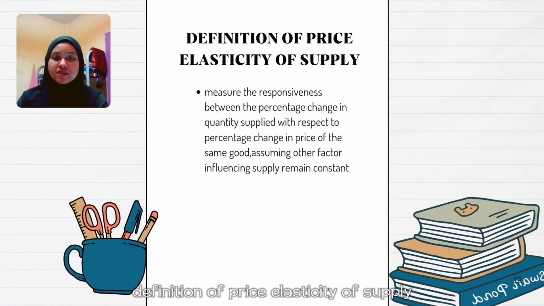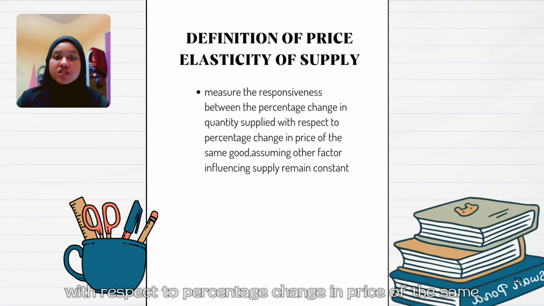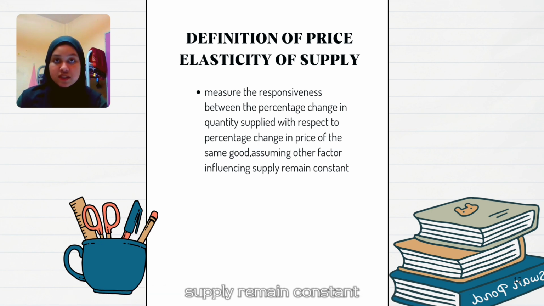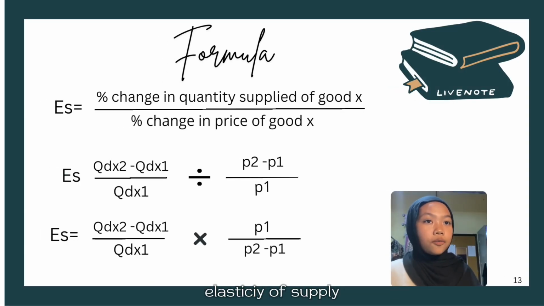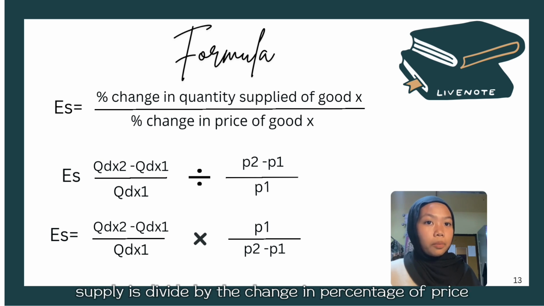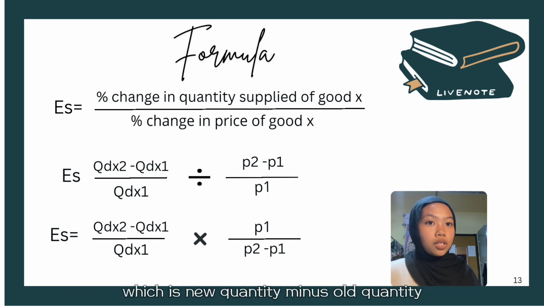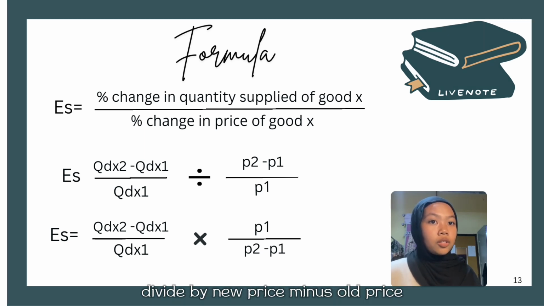Definition of price elasticity of supply. Price elasticity of supply measures the responsiveness between the percentage change in quantity supplied with respect to the percentage change in price of the same good, assuming other factors influencing supply remain constant. So, this is the formula to calculate elasticity of supply. The percentage change in quantity supplied is divided by the percentage change in price. Or we can use the second formula, which is new quantity minus old quantity divided by old quantity, and then multiplied by old price divided by new price minus old price.